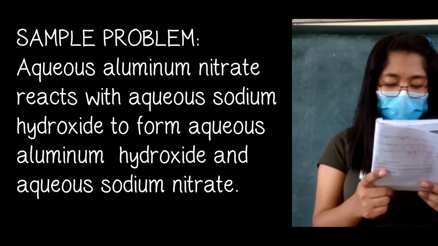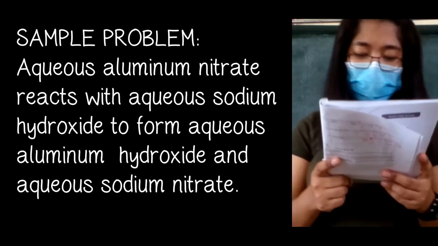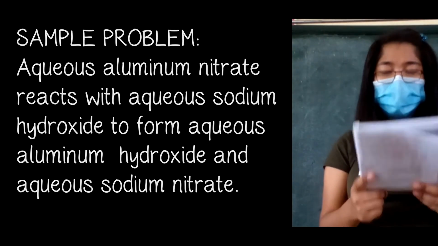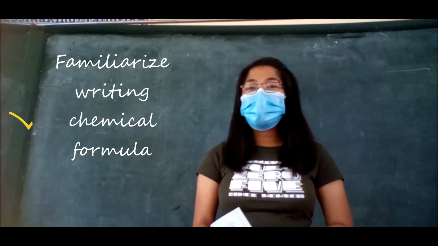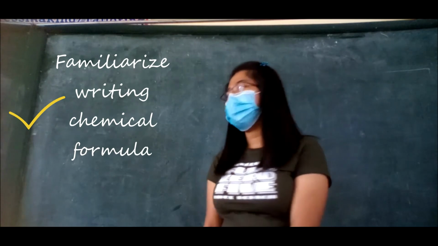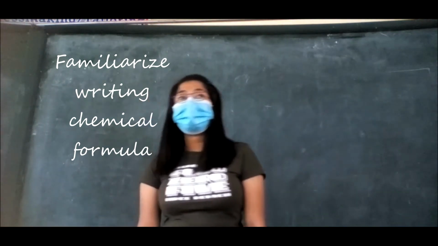Aqueous aluminum nitrate reacts with aqueous sodium hydroxide to form aqueous aluminum hydroxide and aqueous sodium nitrate. This is quite hard to write because it was written in word form. Usually some of the problems are written in word form. That is why it's very important for a student to familiarize how to convert the word form into a chemical formula. For example, sulfuric acid, how will you write it in a chemical formula?